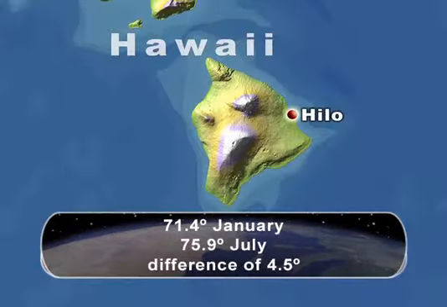But if you go to Hilo, Hawaii, the mean temperature in January is 71.4 degrees, and the mean temperature in July is 75.9 degrees. That's a difference of only 4.5 degrees. Why? Because Hawaii is in the middle of the Pacific Ocean, and the ocean just doesn't change temperature very quickly. You need a lot of energy to change the temperature of water even a small amount.